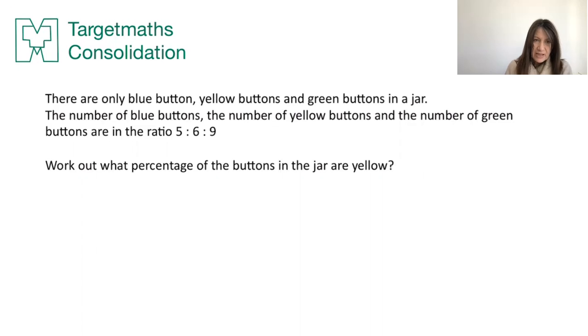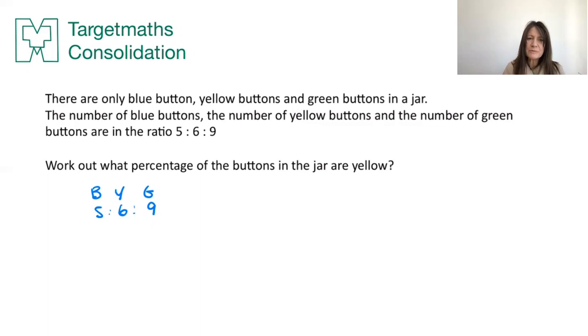Okay, so this question is about buttons. It's about blue, yellow, and green buttons that are in the ratio of 5 to 6 to 9. So the first thing that I would do is I would just get that information, because that information takes 2 whole sentences to say in this question, doesn't it? But really all it is, I've got blue, yellow, and green buttons in a ratio of 5 to 6 to 9. And that whole sentence narrows down into mathematical speak really, really nicely.